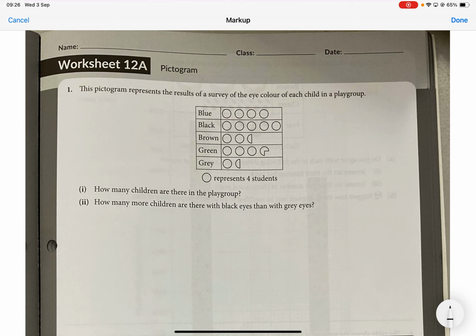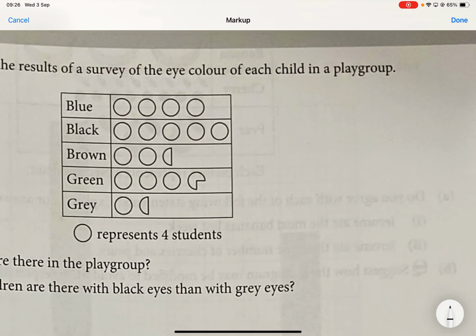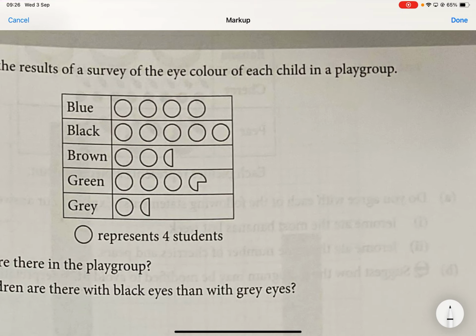What is more important than what each graph is? We must know what they are telling us. So you have to read the question also. A survey of the eye color of each child.